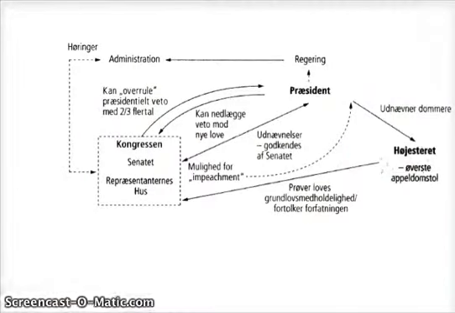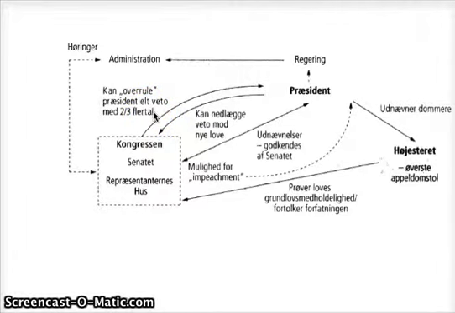The President and the House of Representatives have a veto right. The President can use it whenever an organ of the Congress has passed a law. The President can veto the law. If the President vetoes a law, the House of Representatives needs 2/3 in order to overrule his decision.